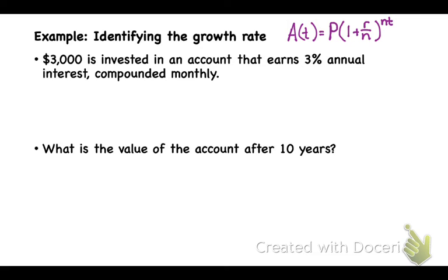So what does this problem say? Monthly? So what is N? Monthly. What is N? 12. Thank you. And what's P? 3,000. What's R? The 0.03. So what's T? It has to be 10. T stands for what? Time. 10 years.